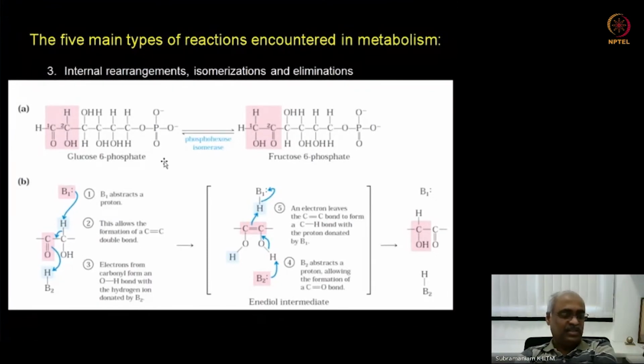So what actually happens here is the electrons are redistributed within a molecule such that the bonds are rearranged. The part shaded in pink shows that kind of rearrangement, generating another isomer. Such reactions are catalyzed by enzymes called isomerases. Here you have phosphohexose isomerase, meaning this acts on any hexose, need not be glucose.